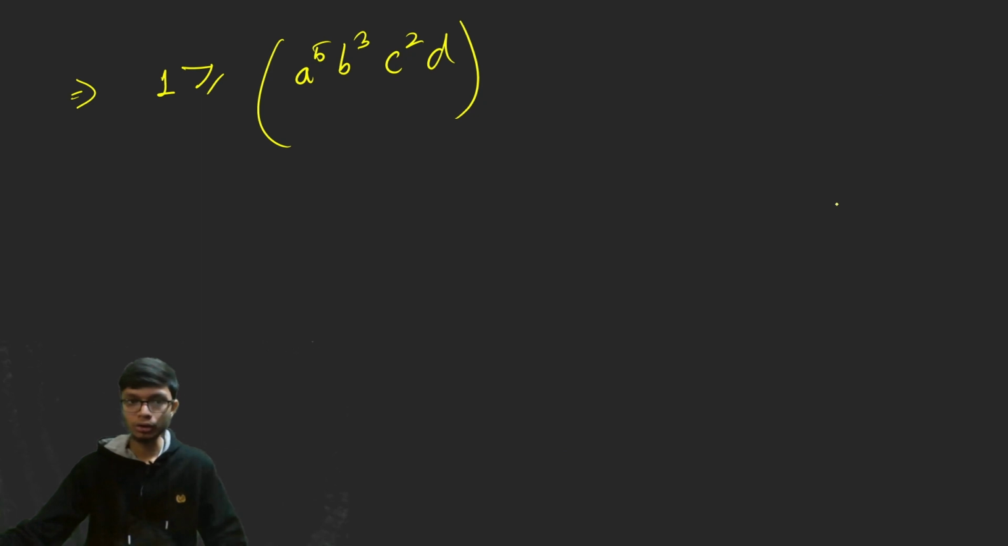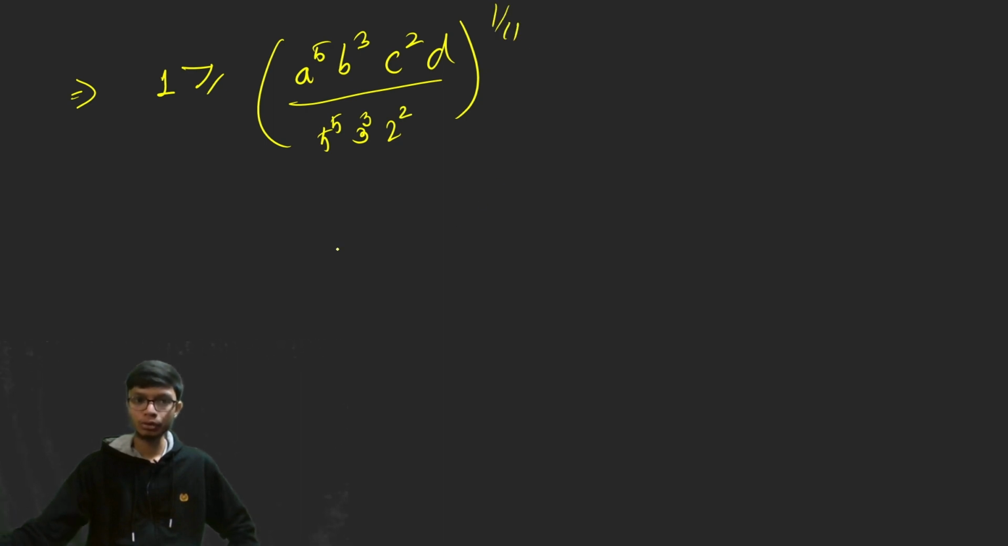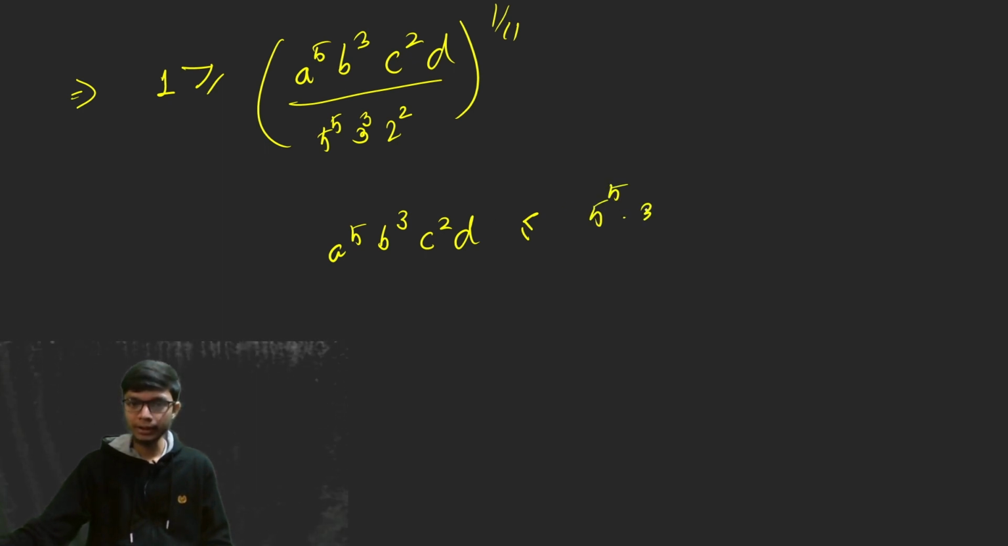If you do so, you will find this divided by 5 to the power 5, 3 to the power 3 and 2 to the power 2, whole raised to the power 1 by 11. So the maximum value of A to the power 5 B cube C square and D will be less than or equal to this. You have to express the number on both sides to the power of 11, and if you do so, this will be equal to 5 to the power 5, 3 to the power 3 and 2 to the power 2.